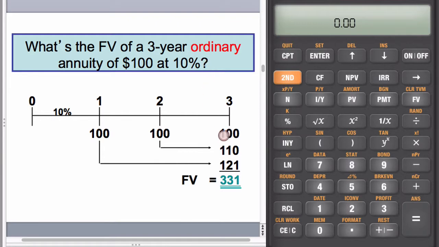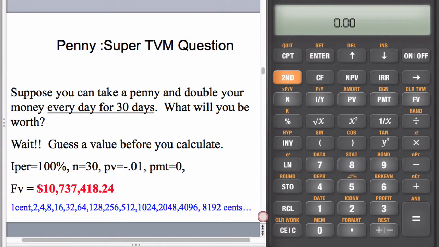With an annuity due, it would be different. These payments would be at the beginning, and so basically there's one extra interest period, which adds to the terminal value of an annuity due stream.